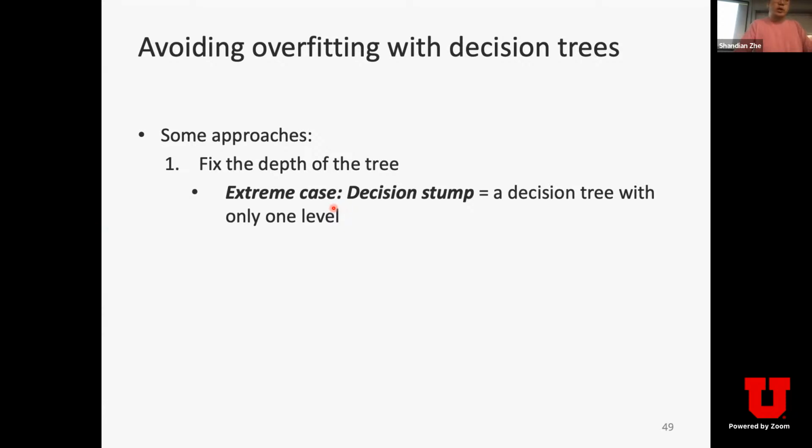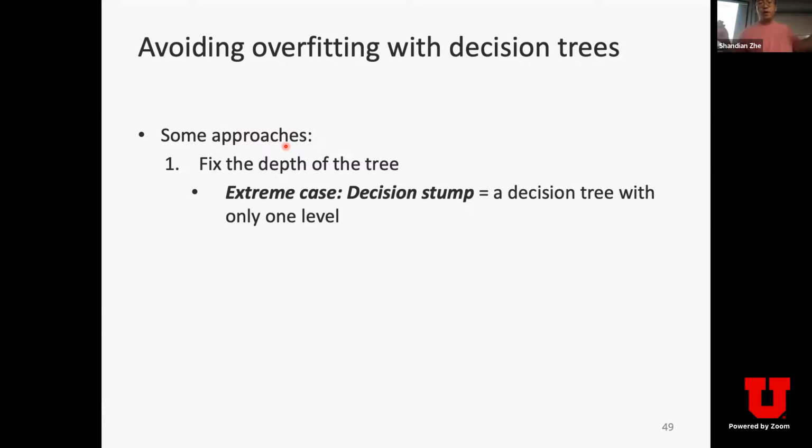So that means we need to restrict the size or the growth of the tree, right? There are a variety of approaches to do this, and we're going to go through them one by one. First, the simplest approach is to just fix the depth of the tree. It is very easy to modify your ID3 algorithm. You just count what is the level of the tree right now.